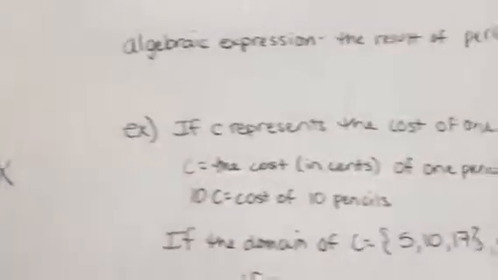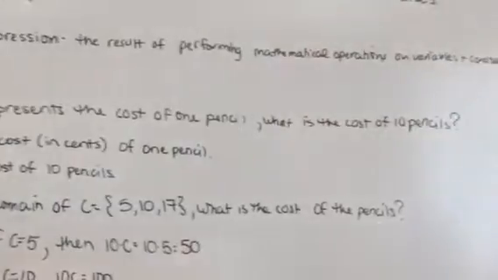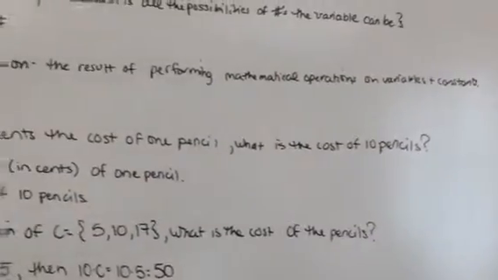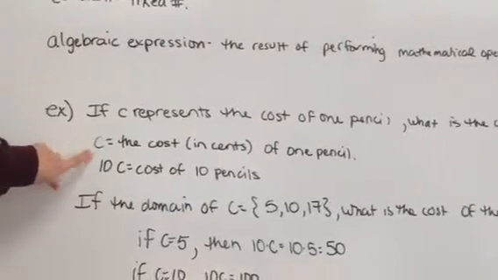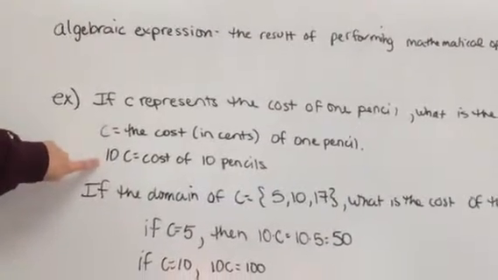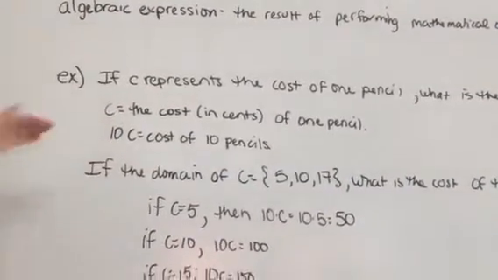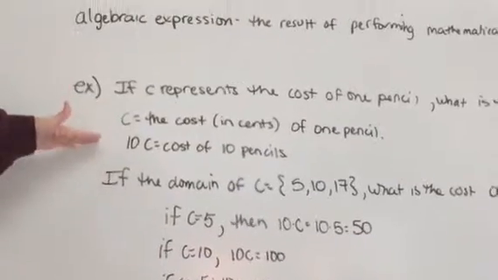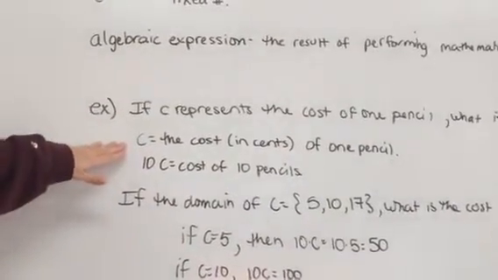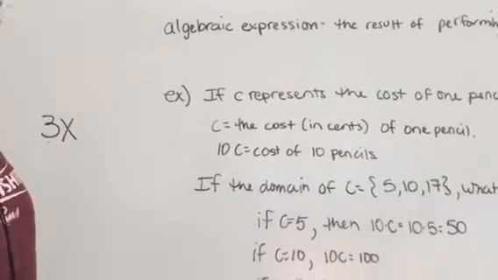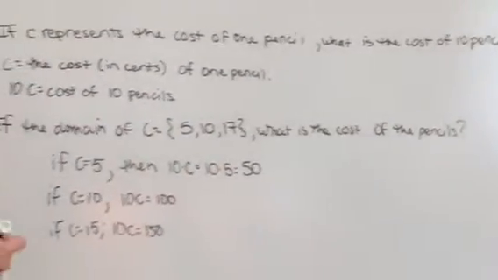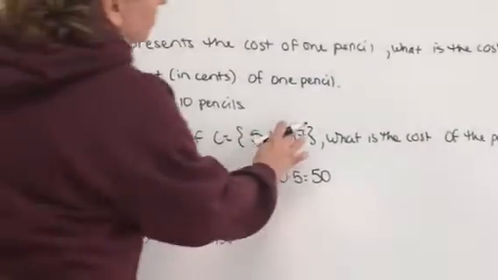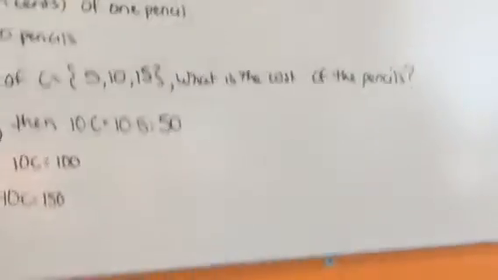Here's an example. If C represents the cost of 1 pencil in cents, what is the cost of 10 pencils? So C is the cost in cents of 1 pencil. 10C would be the cost of 10 pencils. Obviously, if C was a certain number, you just multiply by 10. And then you get the cost of the pencils. So here's the domain of C: 5, 10, and, oh, I wrote 17, but down here I wrote 15. I'm going to change that to 15 just so I can keep it right here. What is the cost of the pencils?